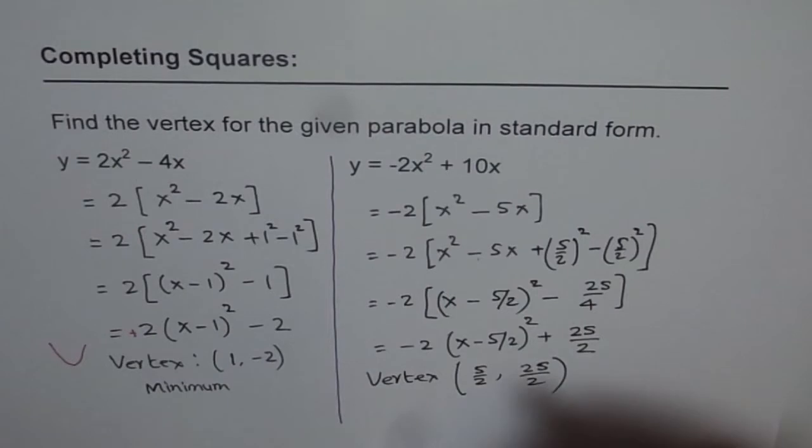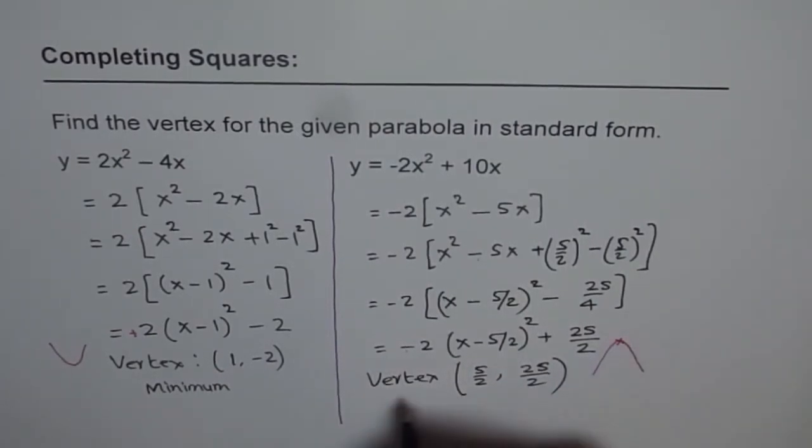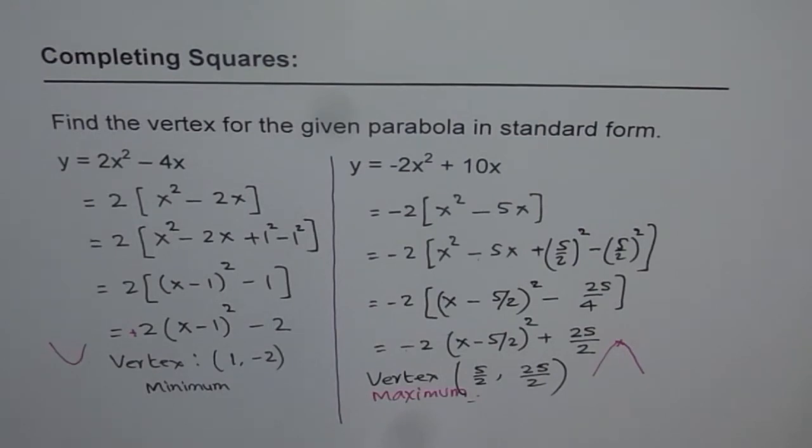So this parabola opens downward. So we have a maximum at the vertex. Okay, so that is how we can do this question.